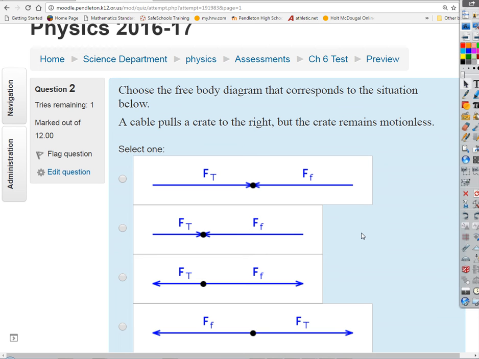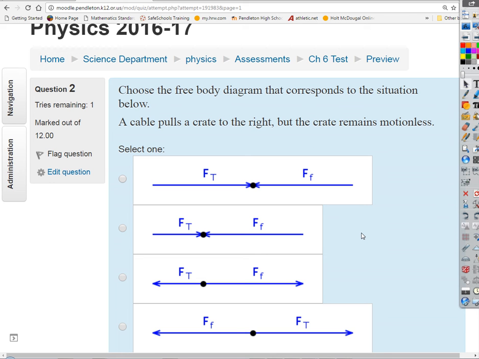So now let's talk about this one. A cable pulls a crate to the right, but the crate remains motionless. Raise your hand if you want to answer. We've got too many people talking. Yes, right there. I want you to tell me why. If it's pulling to the right but it's not moving, then the friction is on the other side and they're balanced out. Okay, good. These are balanced forces. The net force is 0.